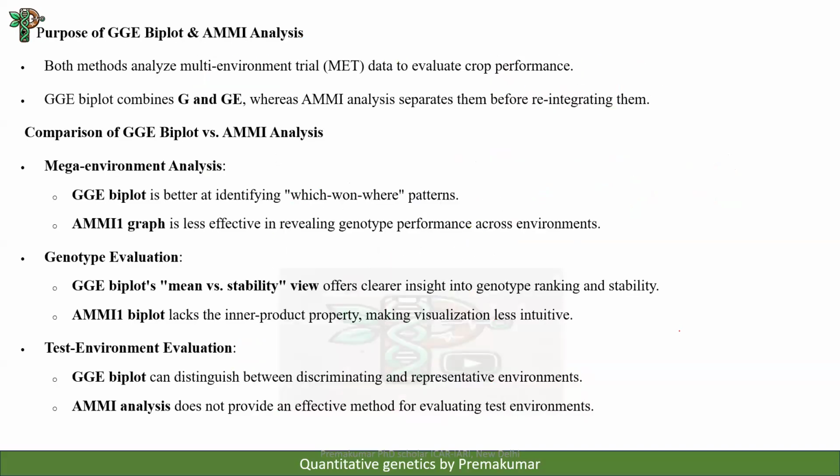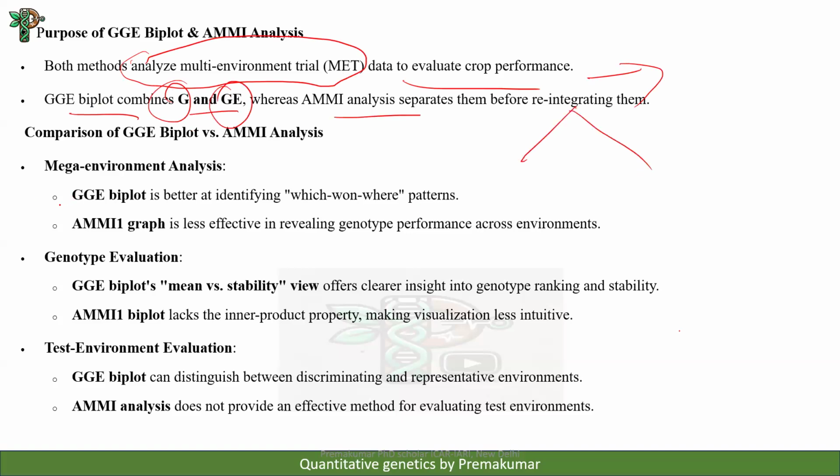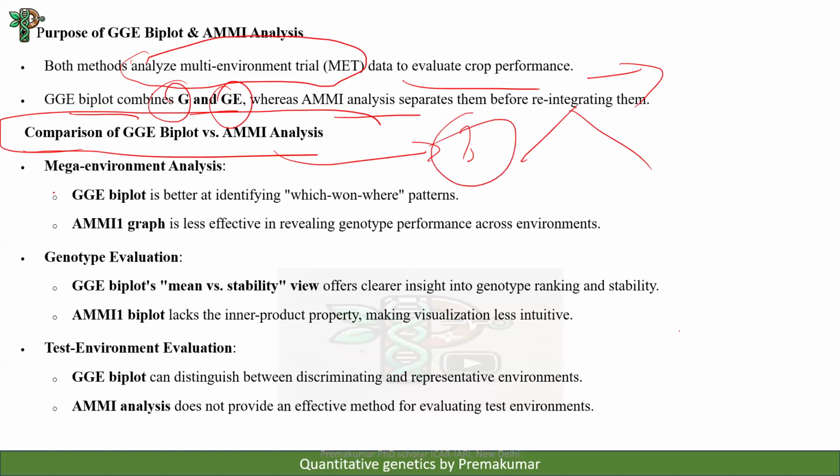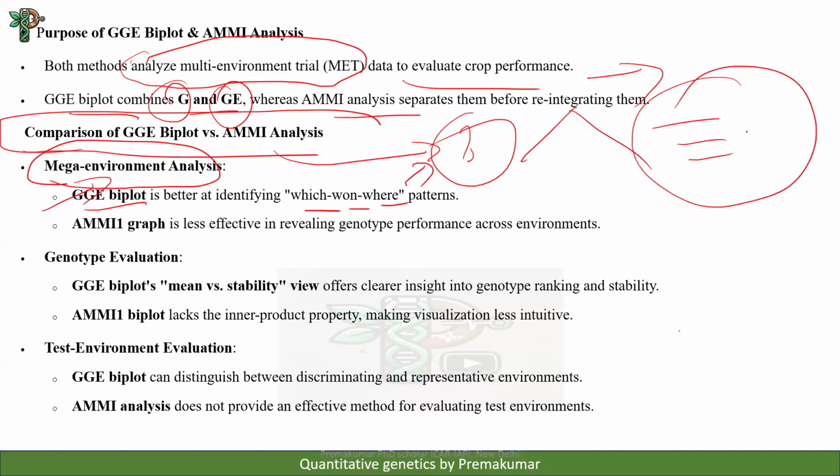Purpose of GGE biplot and AMMI analysis: both methods are used to analyze multi-environment trial data to evaluate crop performance. GGE combines both G and GE interaction, whereas AMMI analysis separates them. Then we can compare GGE biplot and AMMI analysis. Which one to use? For mega environment analysis, I prefer GGE biplot because it can identify the which-won-where pattern, so we can easily identify in which environment the maximum genotypes perform well. But in the AMMI graph, we can't estimate it easily.